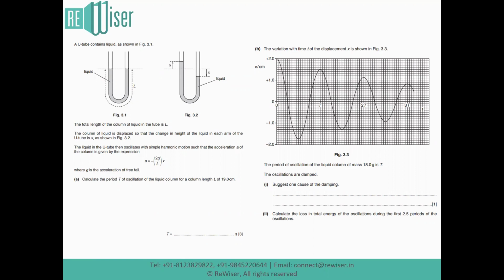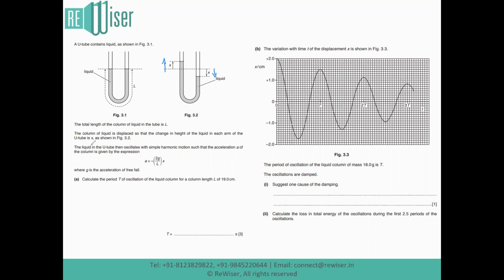A U-tube contains liquid as shown in the figure 3.1. The total length of the column of liquid in the tube is L. The column of liquid is displaced so that the change in height of the liquid in each arm of the U-tube is X as shown in the figure 3.2. Here we notice that as the liquid moves, there will be displacement, and the displacement is a value of X on the left hand side and also a value of X on the right hand side. The same can also mirror itself.